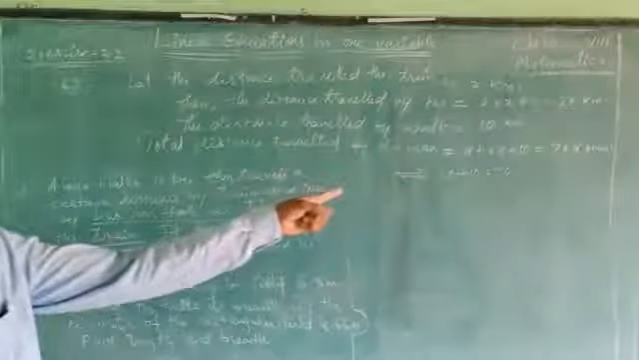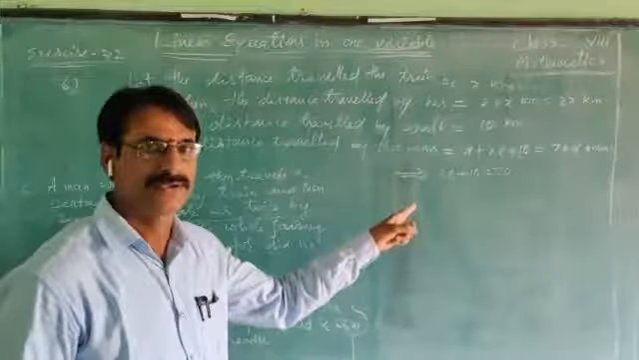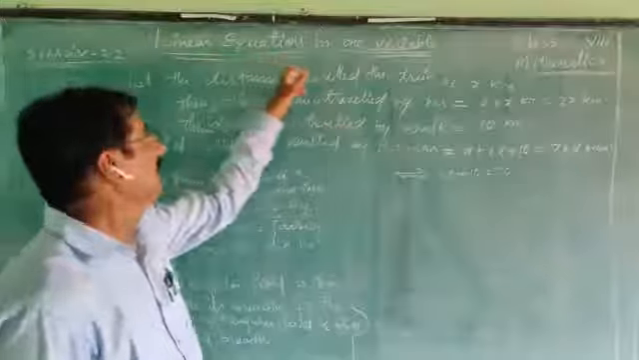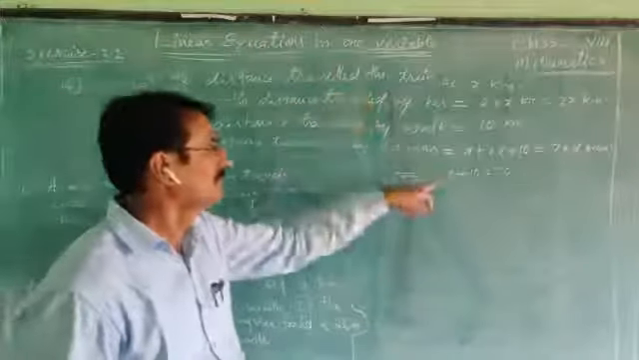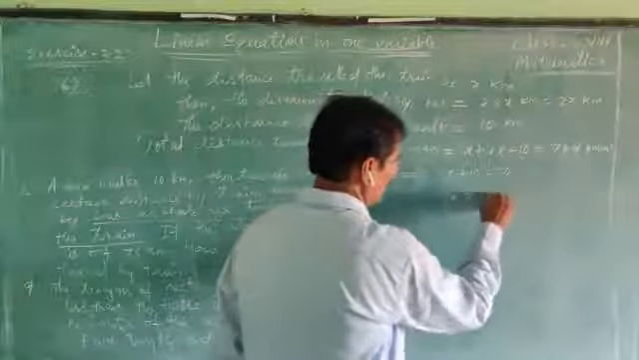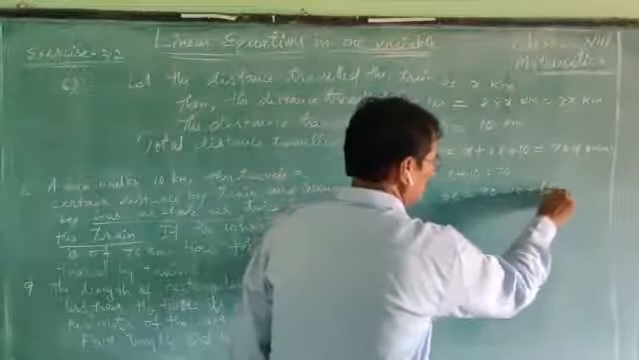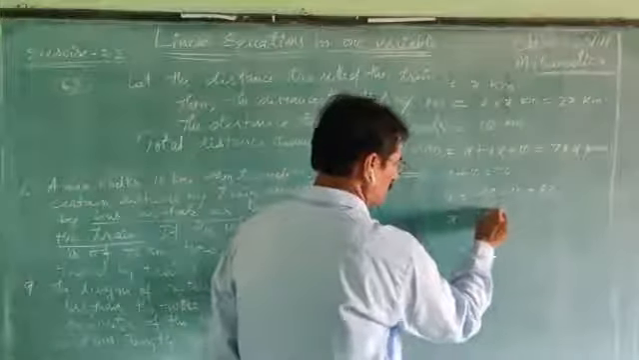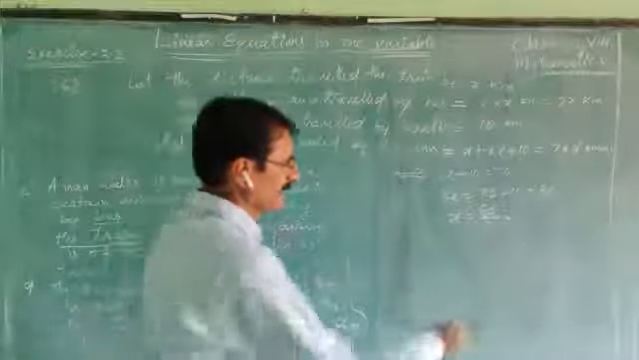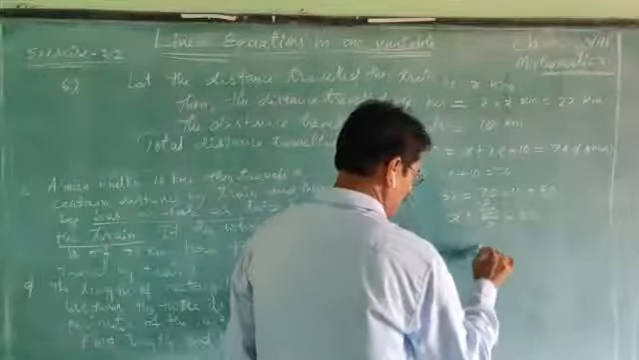Is it a simple equation or not? Yes, it is a simple equation, another name linear equation in one variable. Now, 3x equal to 70, send the 10 to the other side, now 60. x equal to 60 by 3. How many times does it divide? 3, 2, 6, 0. 20 times. x equal to 20.